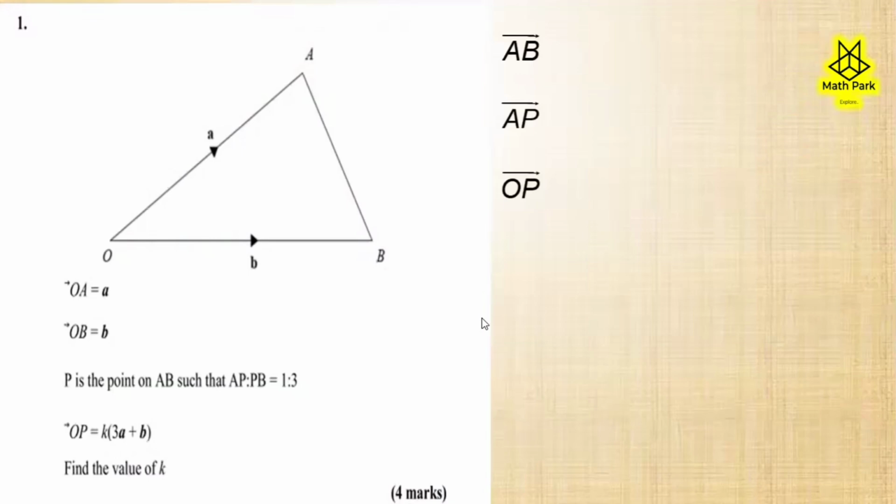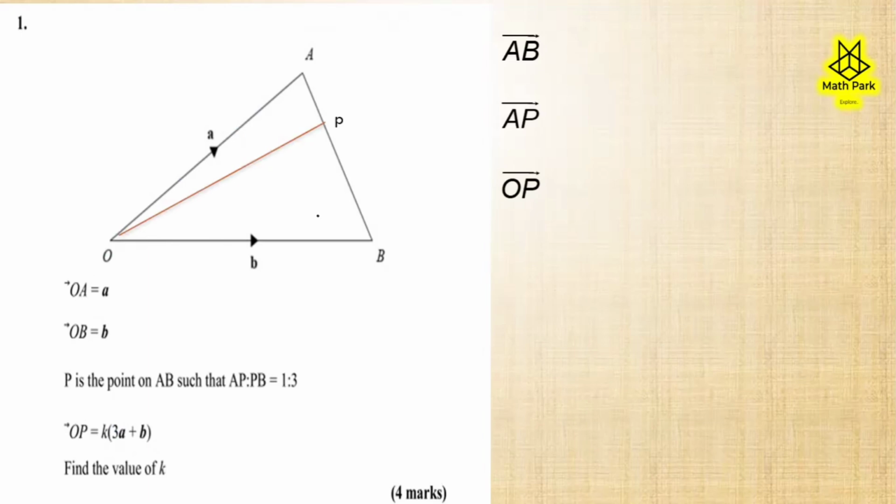So we start with the very first question. We have a triangle AOB where vector OA is equal to A. Vector OB is B. P is a point on AB such that AP is to PB is equal to 1 is to 3. And you are given vector OP is equal to K bracket 3A plus B. Find the value of K.